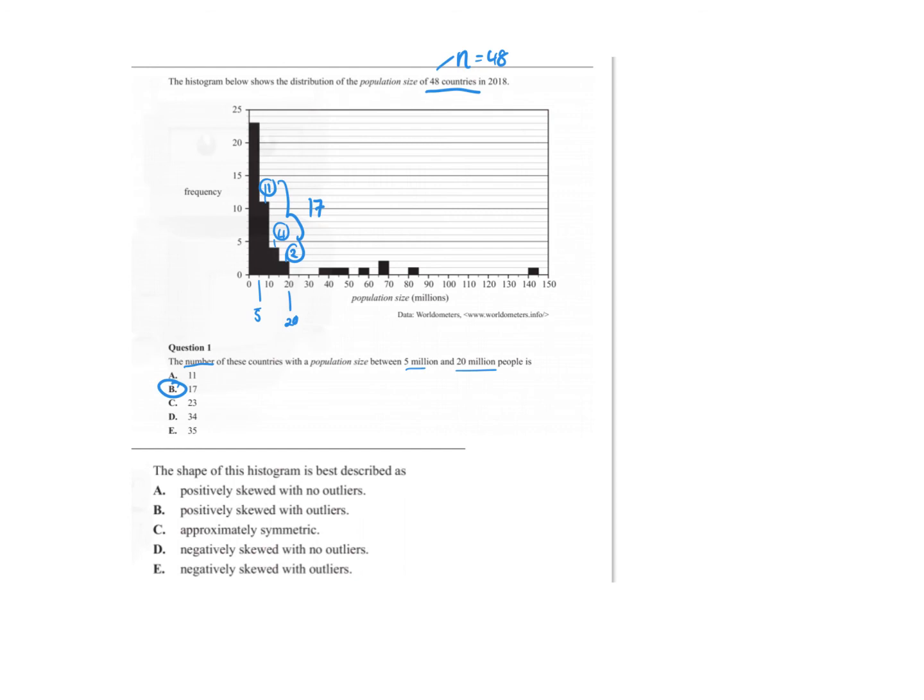Okay, when it says what is the shape of this, we've got all the data at the start and then it tails out, and then we've got this outlier. When we have all the data locked up at the start, that's positive skew with an outlier.